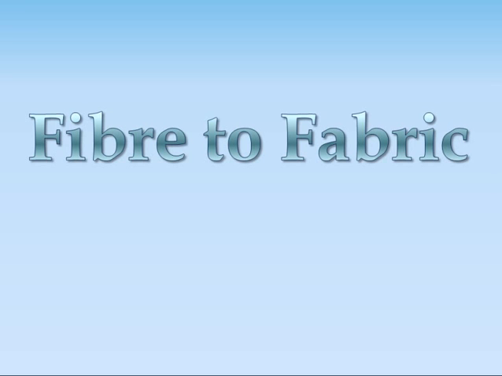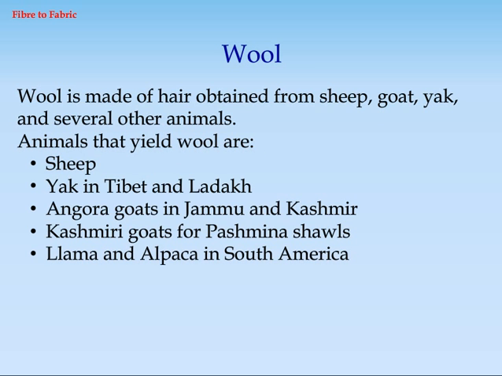Topic: Fiber to fabric. Wool. Wool is made of hair obtained from sheep, goat, yak and several other animals.